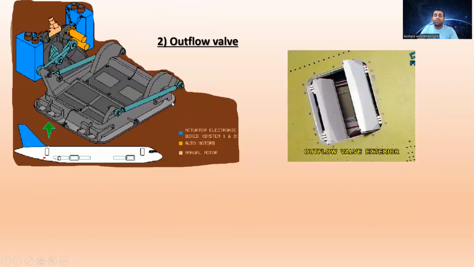Now let's go to the second one, the outflow valve. You can see it is situated in the rear side of the aircraft, on the right side. You can see the actuator electronic boxes, system 1 and system 2, and the auto motors over there. Here are the auto motors, and the manual motor is here. This is the actual view of the outflow valve exterior. When you look from the exterior, you can see it like this.